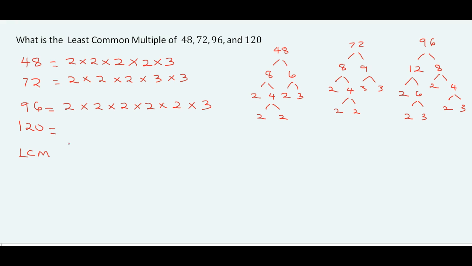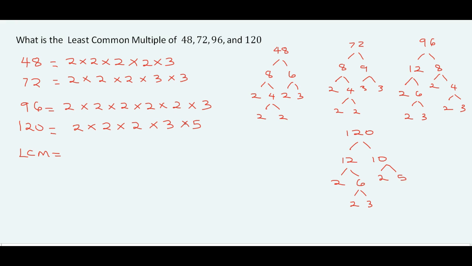And then 120. 120 is, we can say, 12 multiplied by 10. 12 is 2 by 6. 6 is 2 by 3. And 10 is 2 by 5. So 120 is 2 multiplied by 2 multiplied by 2 multiplied by 3 multiplied by 5.